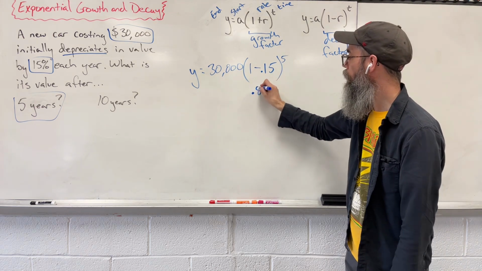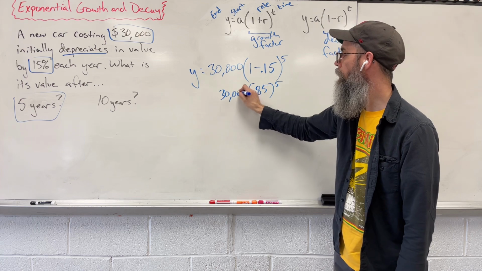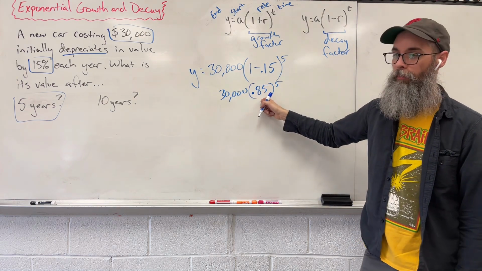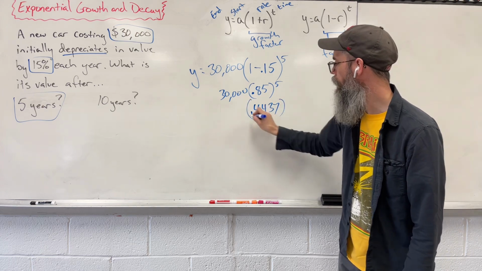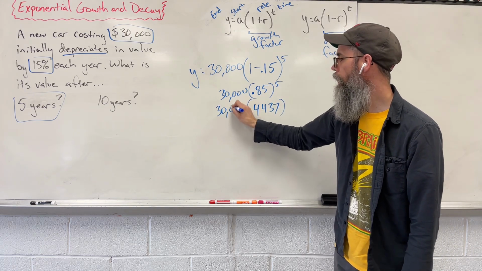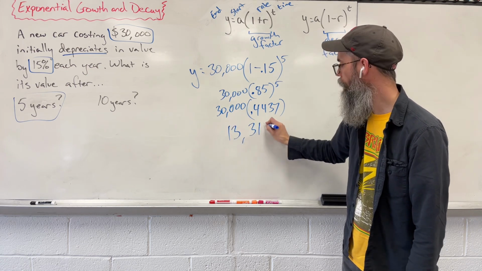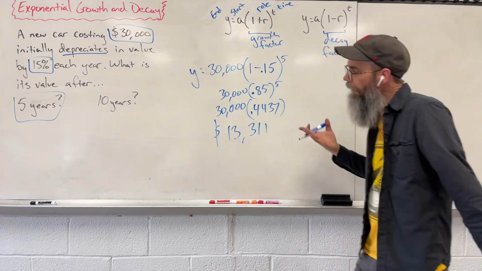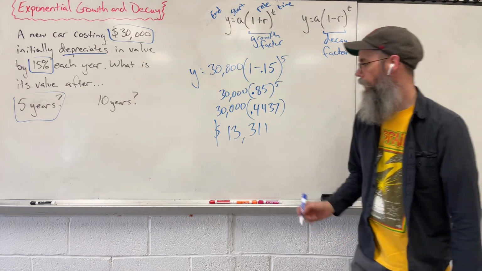So we've got 0.85 raised to the 5th power. 0.85 to the 5th power gives us 0.4437. Multiply that by that 30,000, and we are left with $13,311. All right, after 5 years, the car still has some value. A little beat up, but we can deal with it.